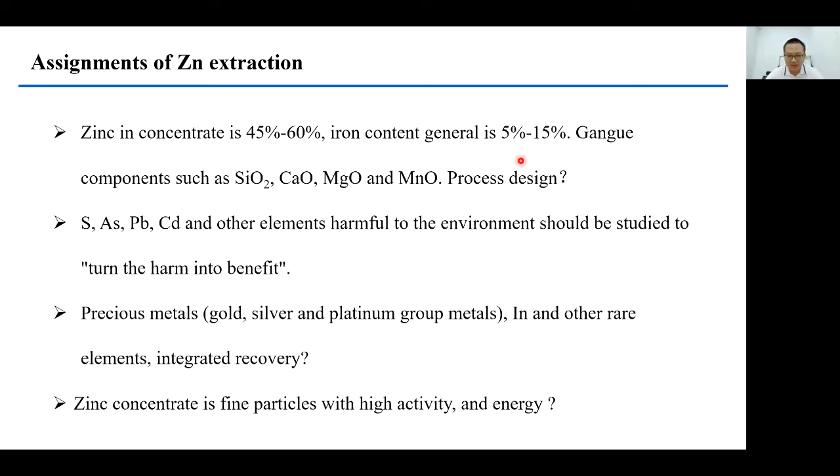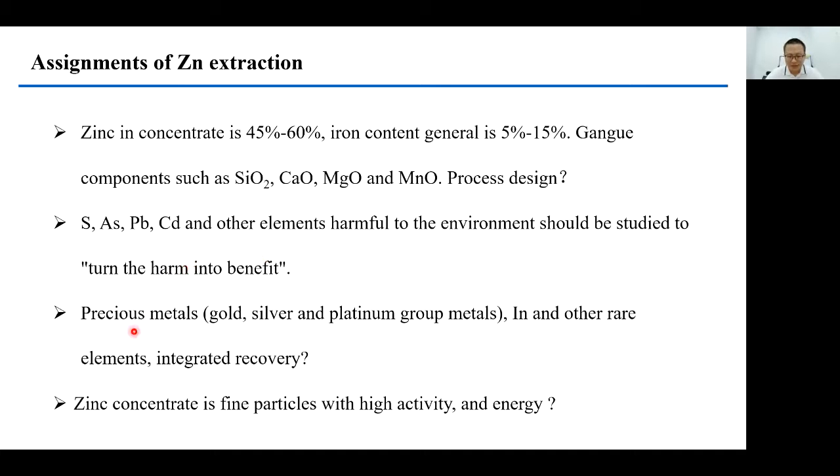So how to design the process? The sulfur, arsenic, lead, cadmium, and other elements are harmful, and they will have environmental issues. So this should be studied. And how should we turn the harmful into benefit? So this is an assignment we should answer.